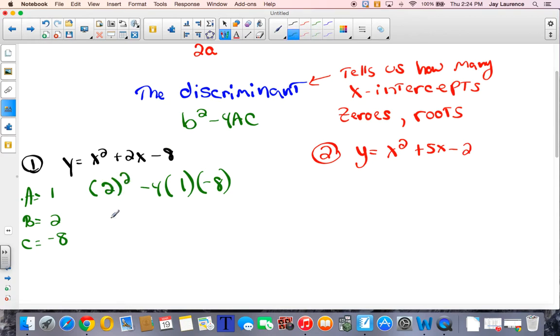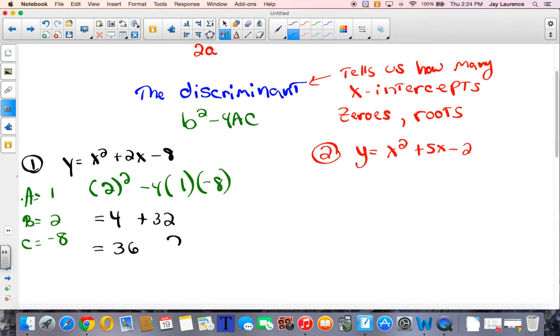I'm going to do my exponent first, I'm going to get 4. Now I'm going to do negative 4 times 1 times negative 8. Well, that's going to be positive 32. Yeah, it's not a negative. It's negative 4 times 1, which is negative 4. Negative 4 times negative 8 is positive 32. The two negatives are going to cancel out because it's all multiplication. All right, so then I add those together and I get 36.